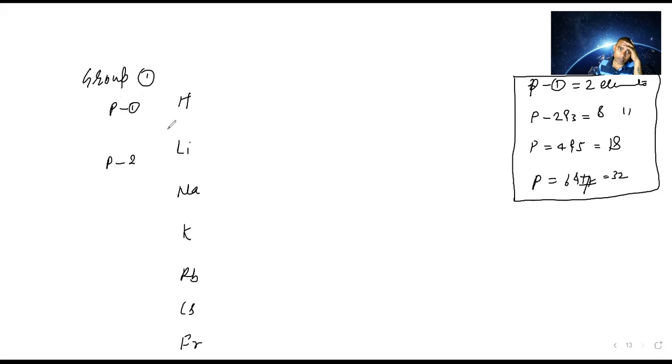I drew on this one. Period 1, that is hydrogen. Period 2, lithium. Period 3, sodium. Period number 4, potassium. Period number 5, rubidium. Period number 6, cesium. Period number 7, francium. So here, if you see, this is the first element, so automatically its atomic number is 1.